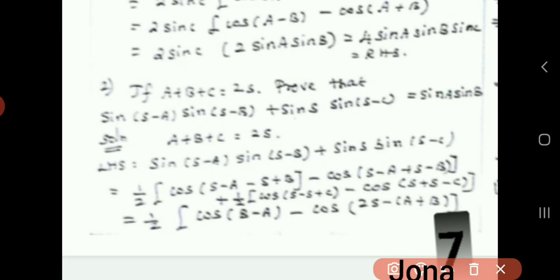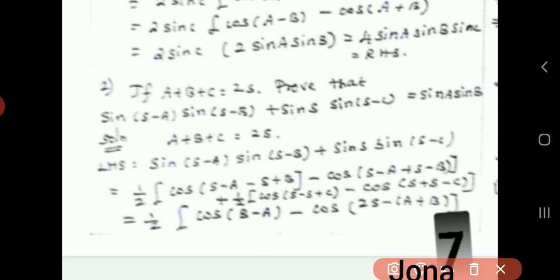Now take the first term, sin of s minus A into sin of s minus B. It's in the form of sin A sin B. We have the formula for sin A sin B equal to half into cos of A minus B minus cos of A plus B. So the first term is half into cos of A minus B. That is s minus A minus of s minus B, that is minus A plus B, minus cos of A plus B.